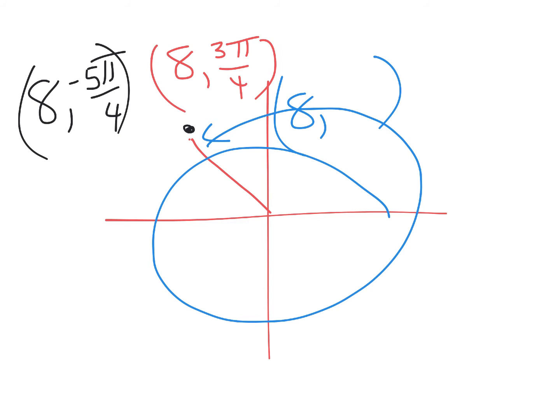8 comma. Hint, it's 8 pi over 4 to go around once. 8 comma 11 pi. There it is. And give me one last way.